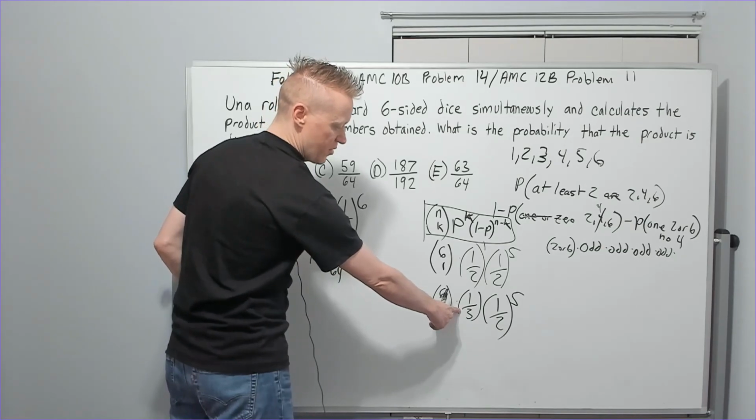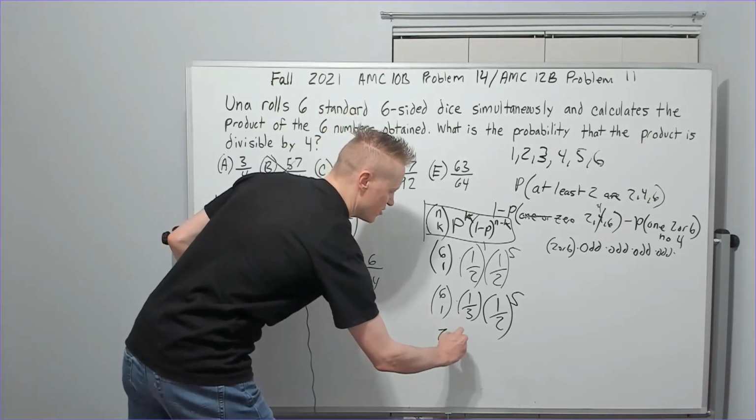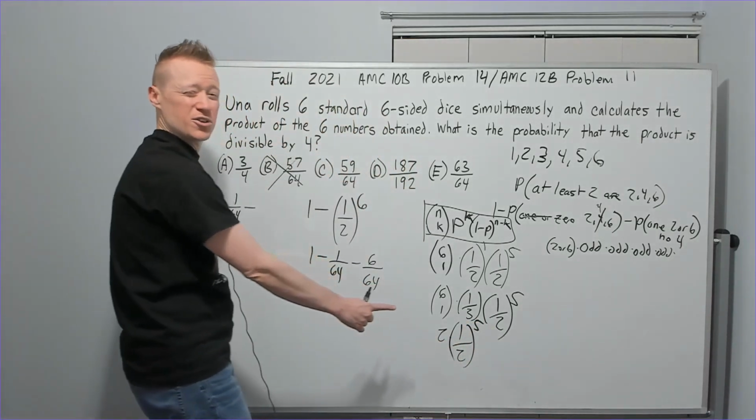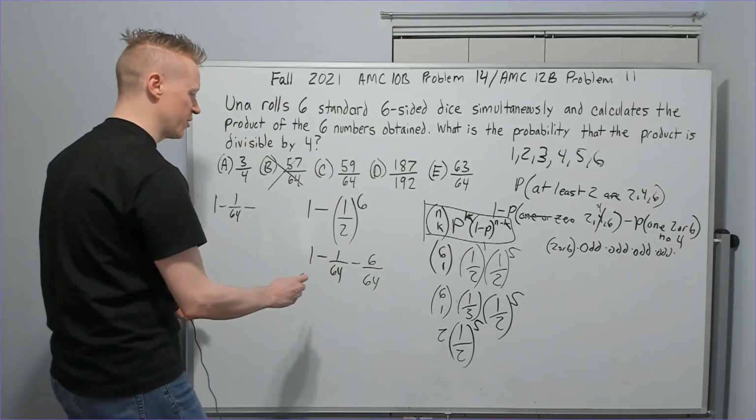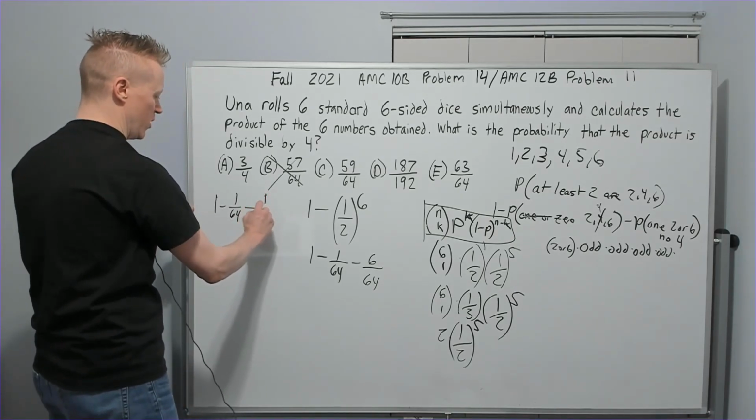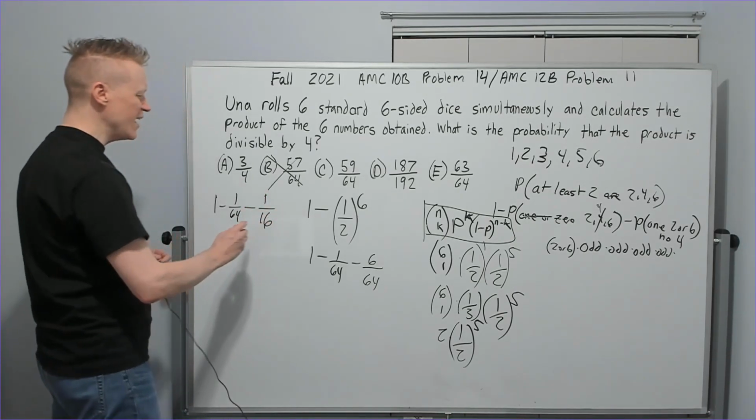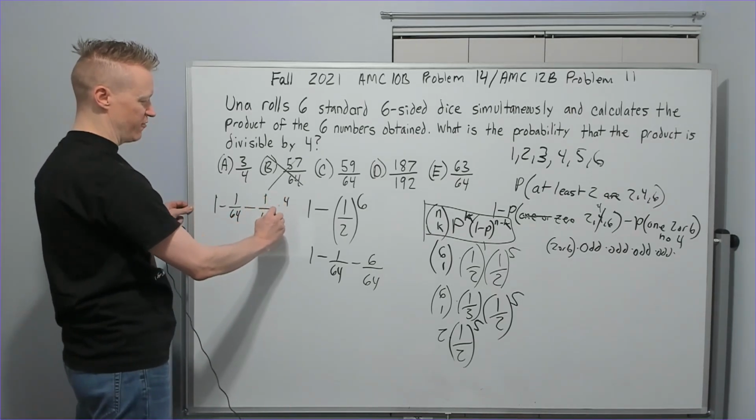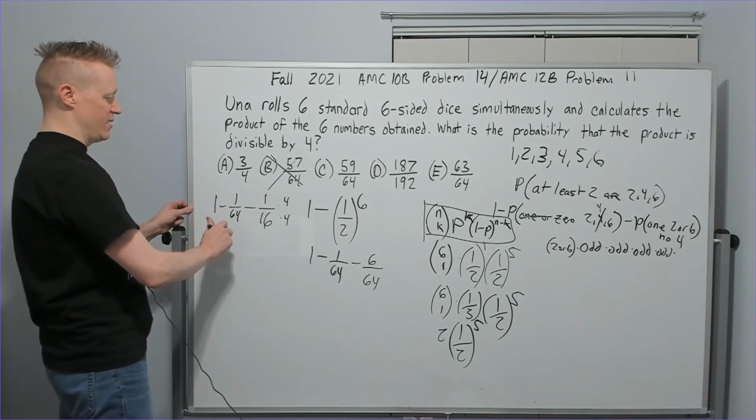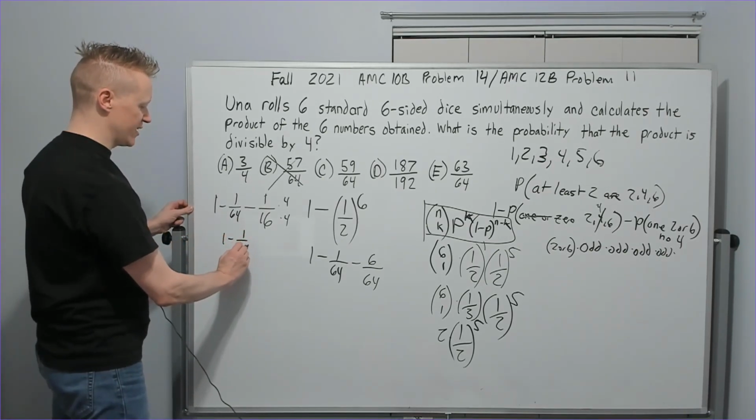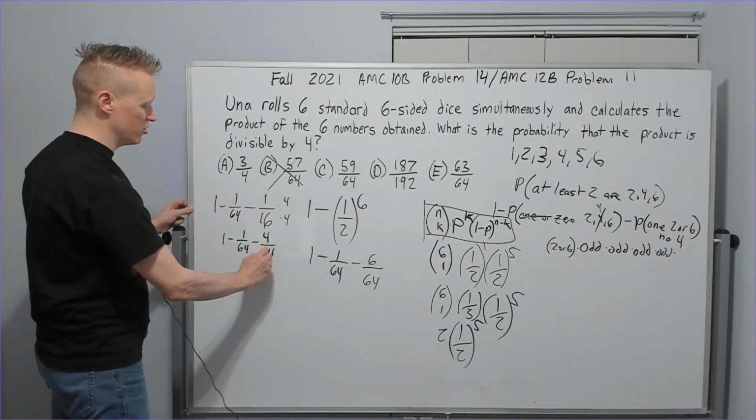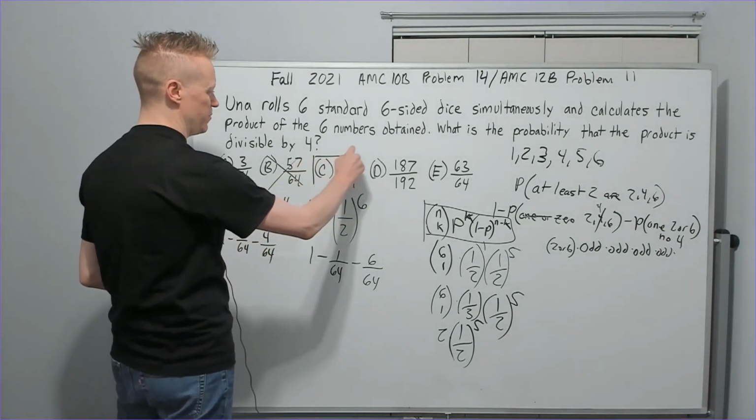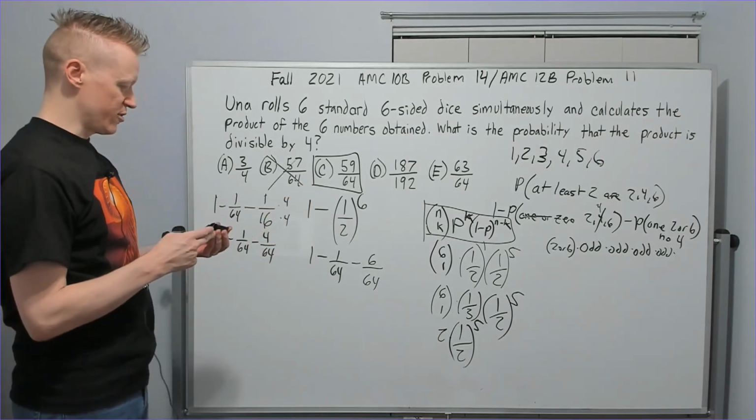6 times 1/3 is 2. I'm going to have 2 times 1/2 to the 5th. That's 2 over 2 to the 5th, which is 1 over 2 to the 4th, and it's actually 1/16. Again, I don't really want this. It doesn't play well with that, so I'm going to multiply by 4 over 4. It's now 1 minus 1 over 64 minus 4 over 64. So 1 minus 5 over 64 is going to be 59 over 64.